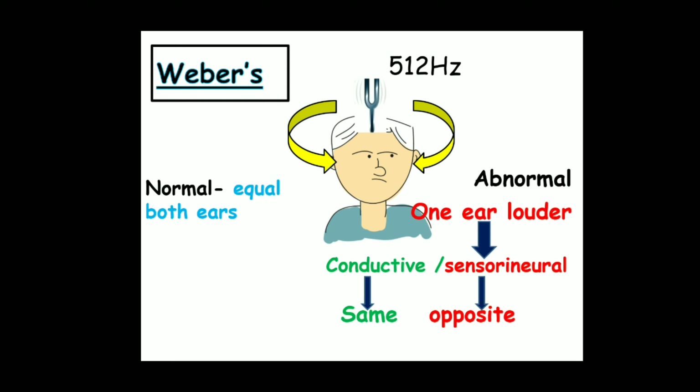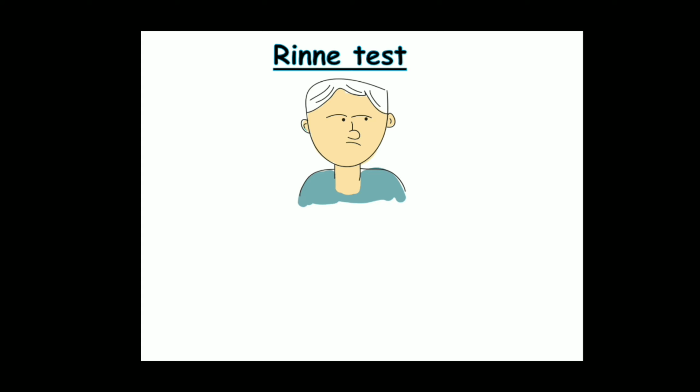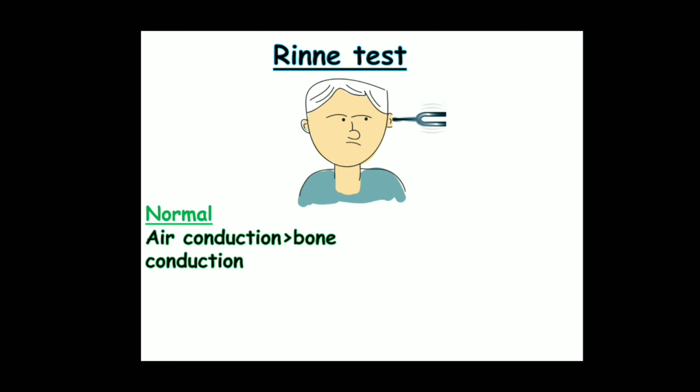Next, equally important, Rinne's test. Again, you will be using a vibrating tuning fork of 512 hertz, and you will place it over the mastoid bone. And the normal interpretation is air conduction should be more than bone conduction. That's almost twice more than the bone conduction. So when you keep it on the mastoid bone and the patient says they cannot hear it anymore, you will place it in front of the ear. So what happens when you keep it in front of the ear? Again, they should be hearing it normally.